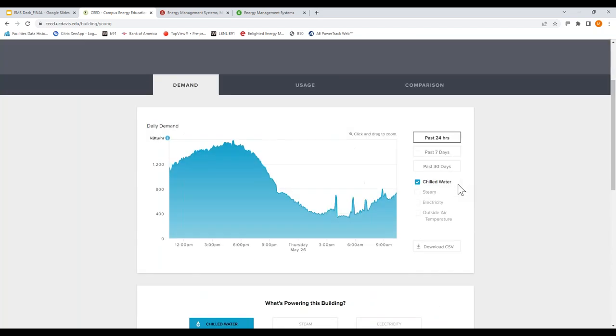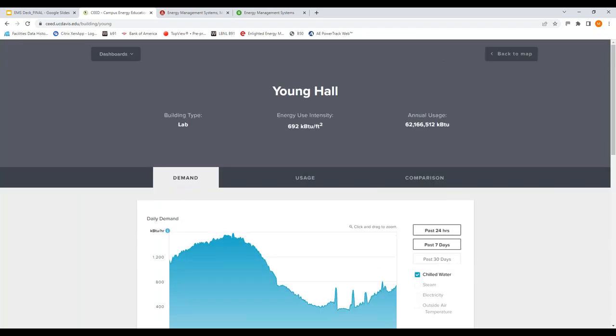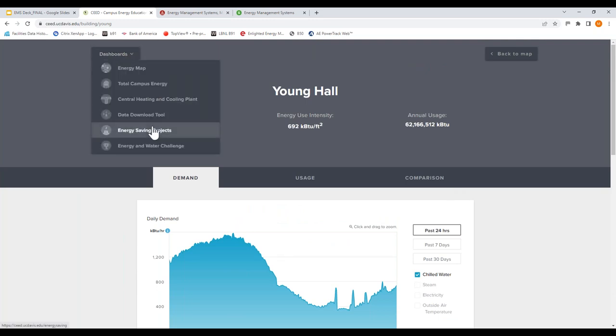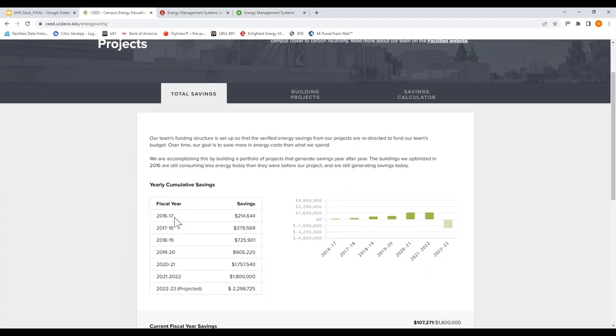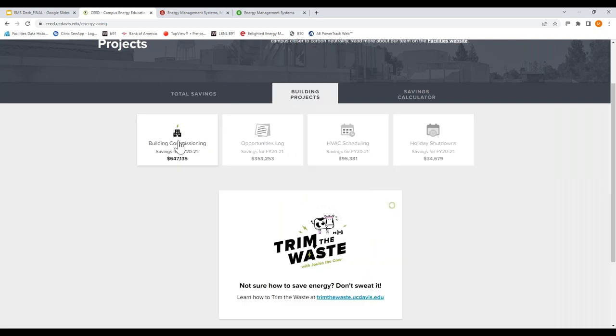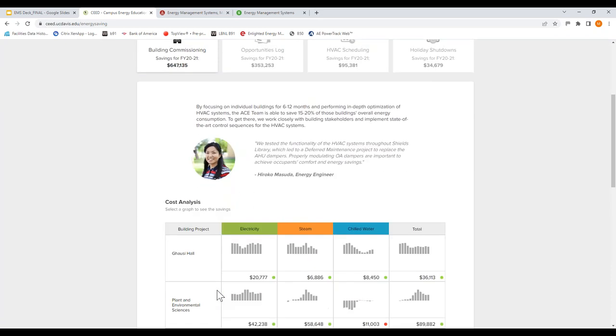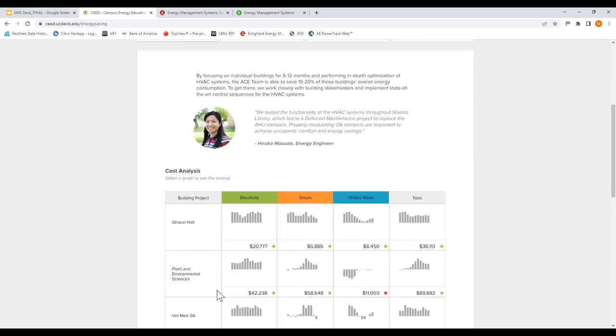And I thought this was really great. I want to show one more thing here real quick. They also have this page where they're showing their cumulative savings over a fiscal year from doing all their energy efficiency projects, which is great. And you can actually go into each and every building and look at the different projects they're working on and whether they're saving or not saving, and how they're doing.